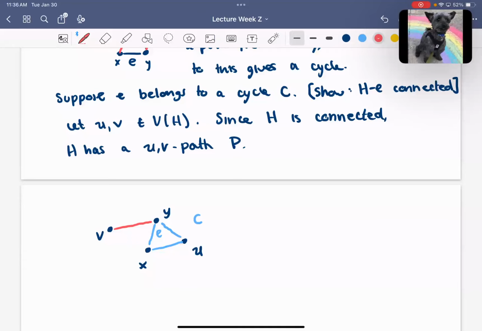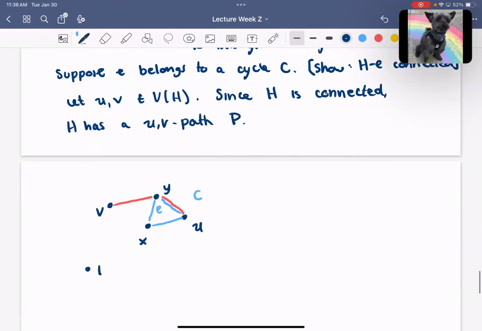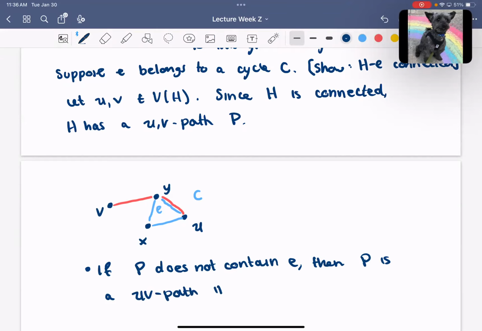Okay, so actually, let me just first draw this path differently. So if the path does not contain E, then already this is a path in H minus E that connects U to V. So if my path looks like this, then this is also a path in H minus E. So we're good. So case one, if P does not contain E, then P is a UV path in H minus E. So we're done.